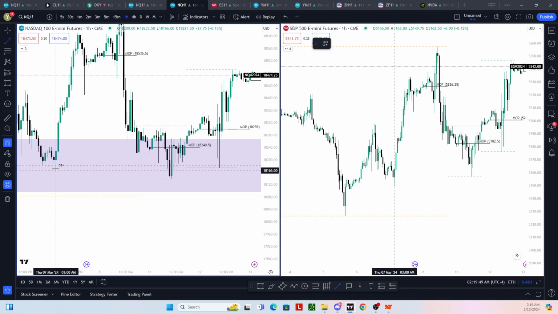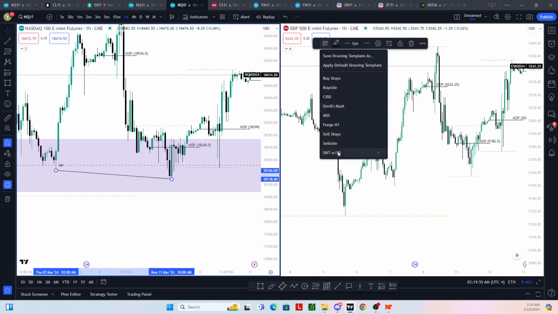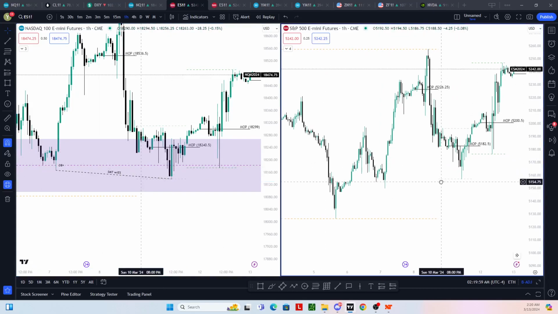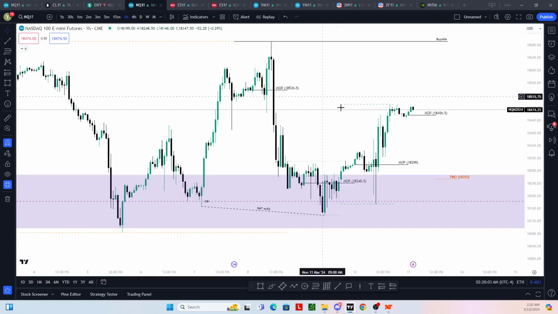So let's draw our SMT here. You can see this 3 a.m. low on NQ and the 10 a.m. low on NQ. You can see that NQ puts in a lower low, but ES does not. Right? And that's our SMT. That qualifies our smart money reversal.